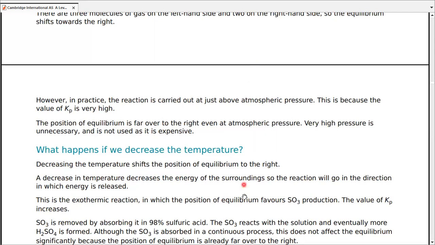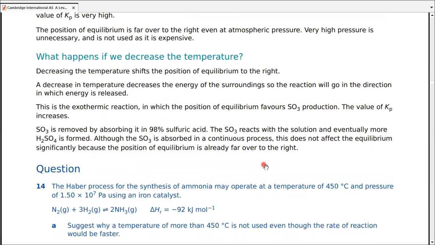So moving on, what happens if we decrease the temperature? Decreasing the temperature shifts the position of equilibrium to the right. Of course, that's going to happen. It's an exothermic reaction. If we decrease the temperature, the reaction is going to go forward and favor the product side. This is an exothermic reaction. The position of equilibrium favors SO3 production. The value of Kp increases.